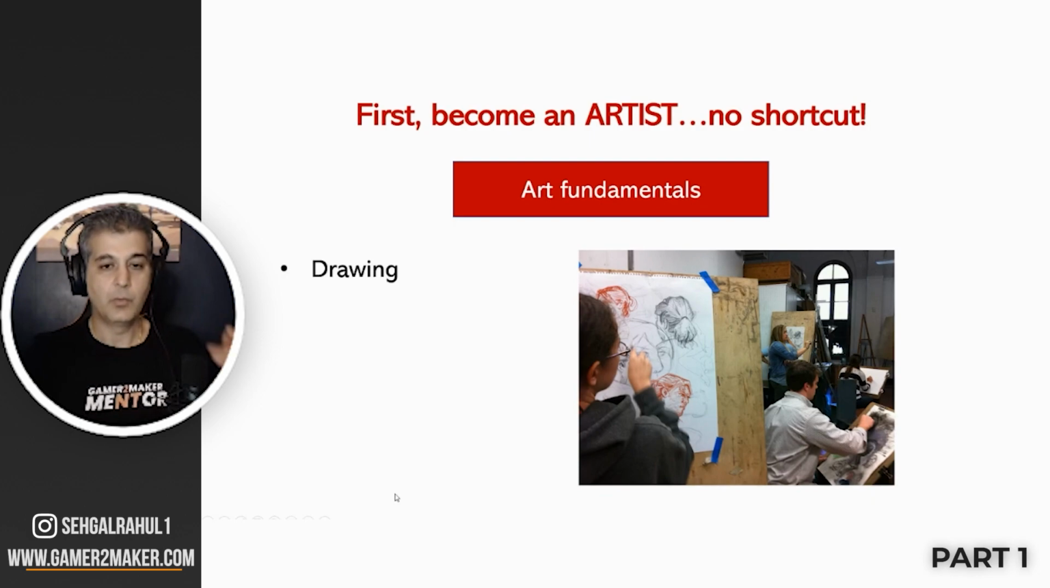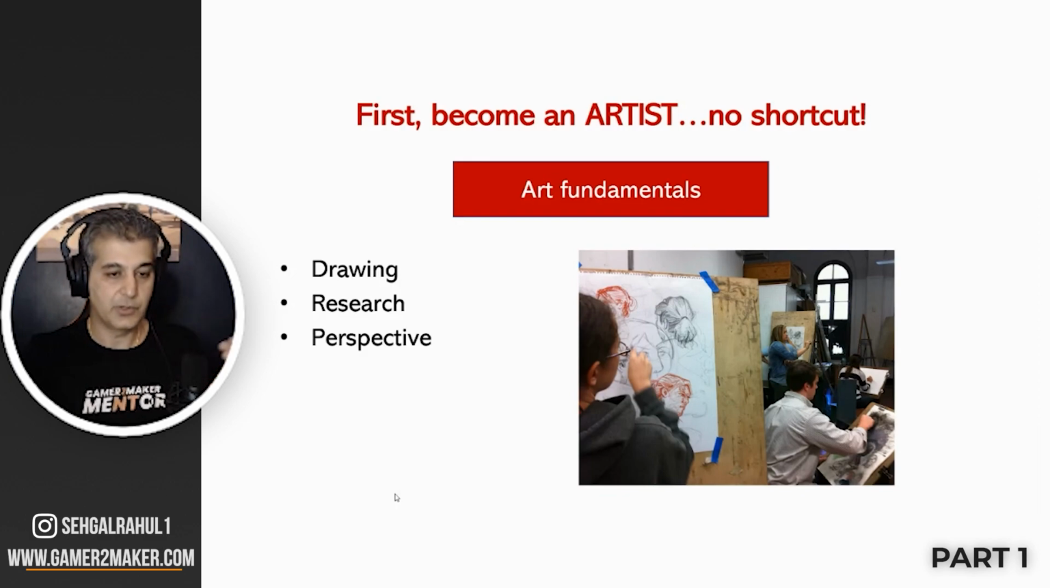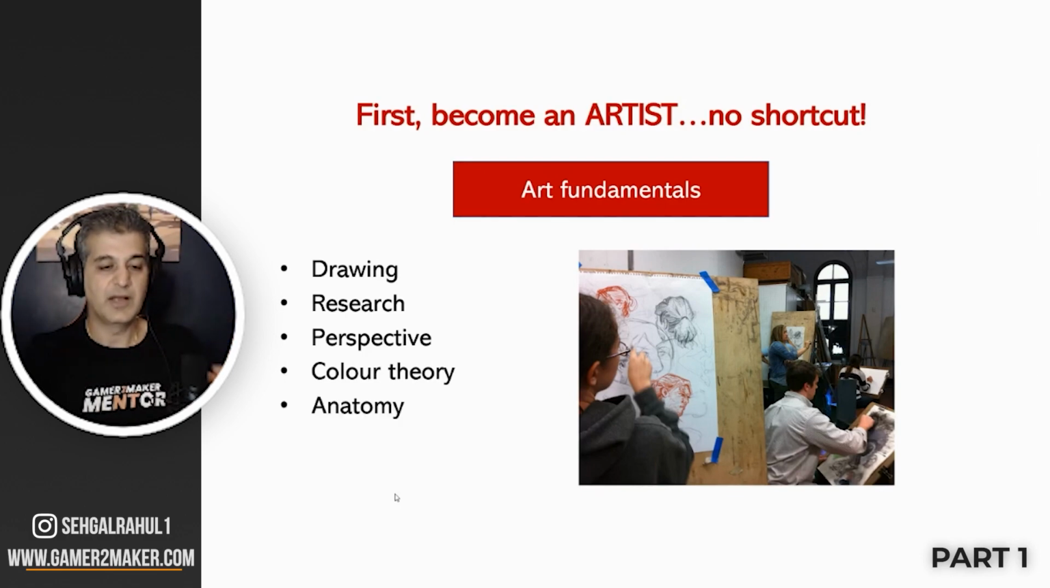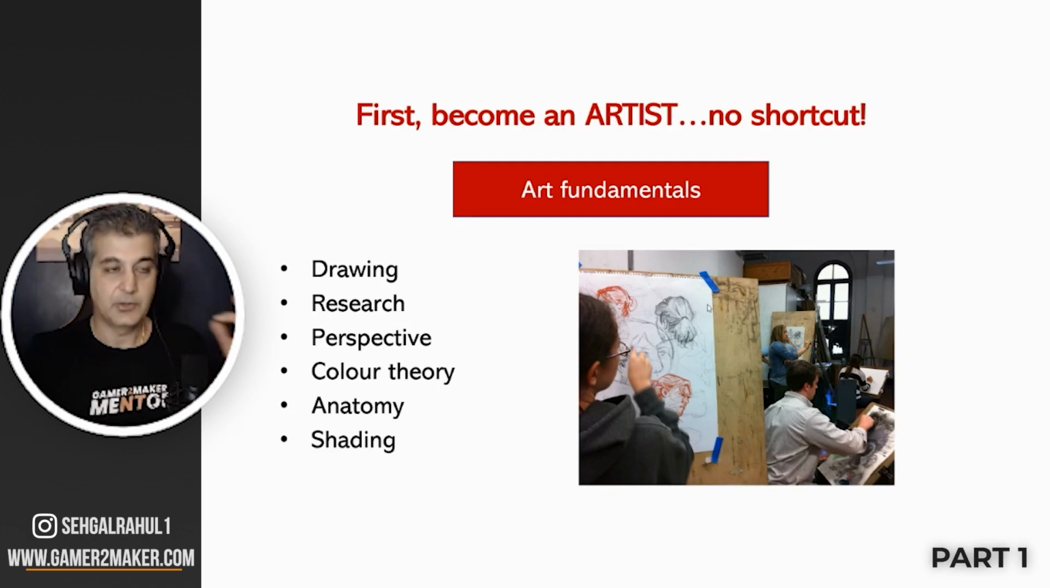Okay, so what do the art fundamentals mean? Drawing. You have to know how to do research for the artwork that you're going to make. You have to know about perspective. You have to know about color theory. You have to know about anatomy, and you have to know about shading. You have to know these things before you actually get into game art, right? These things are very, very important.